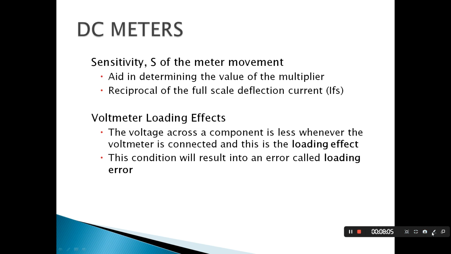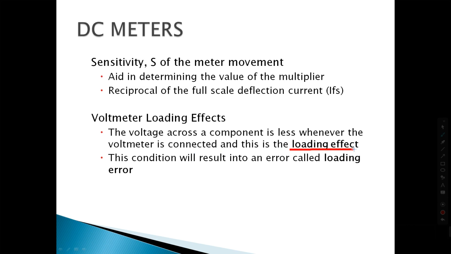Then we have the error in the voltmeter, having tackled the error in terms of the ammeter. The voltage across a component is less whenever the voltmeter is connected, and this is what we call the loading effect. If the ammeter is connected in series, the voltmeter is connected in parallel. This condition will result in an error called the loading error, or the loading effect error.